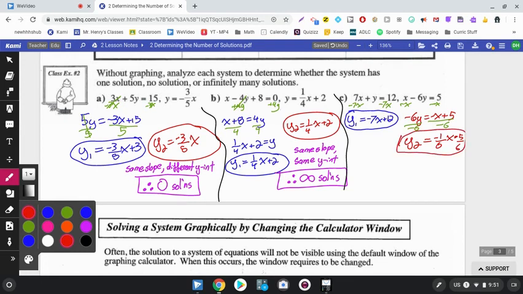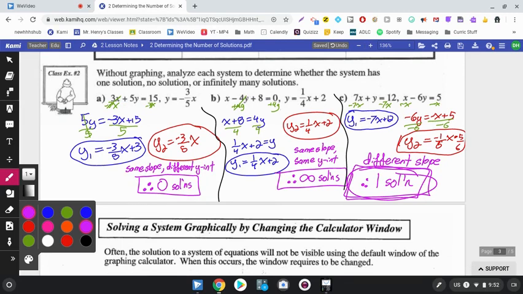And there you go. And this one, I am happy to see, they have a different slope. Equation 1 has a slope of negative 7. Equation 2 has a slope of negative 1/6. As soon as they have a different slope, I know it's one solution. Put a box around that one. As soon as they have a different slope, it's one solution. I don't care about the intercept as long as the slope is different.